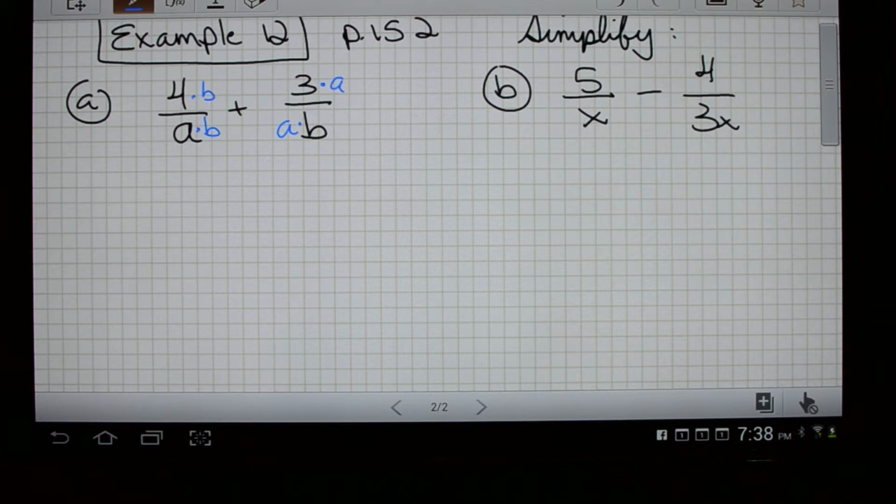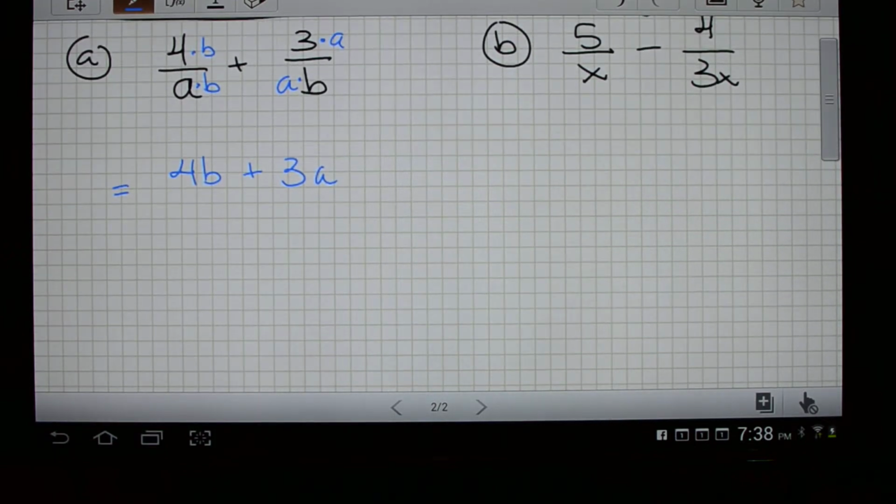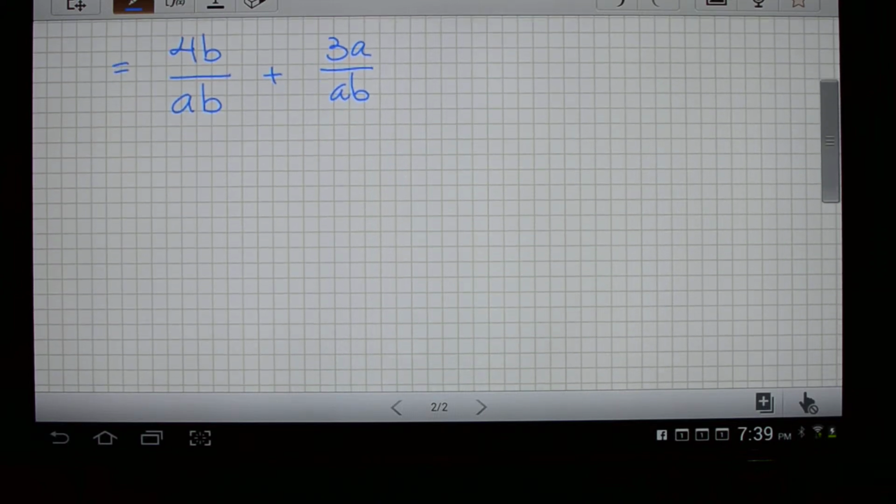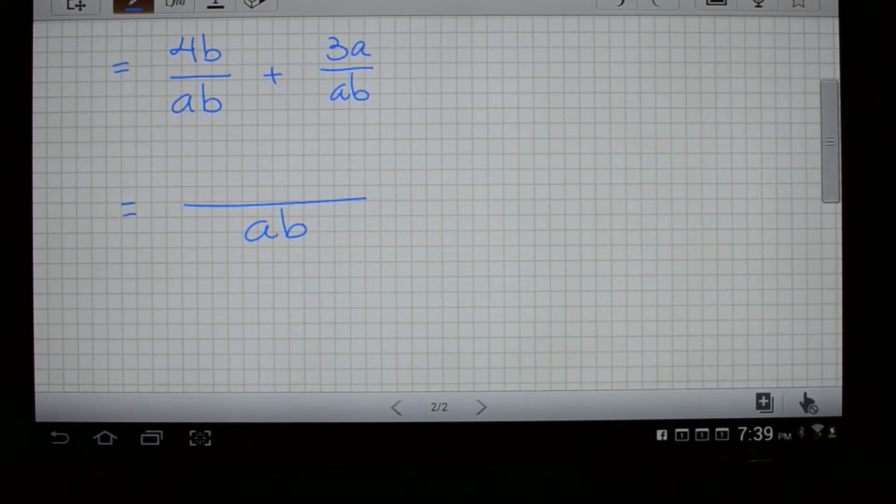But anyway, so now you have 4b plus 3a. I'm just trying to show all the steps. 4b over ab plus 3a over ab. Great. So now the fractions have the same denominator. Well, that means we can add them. So the rule is you keep the common denominator and you add or subtract, in this case it's add, the numerators. And you can keep it like this.